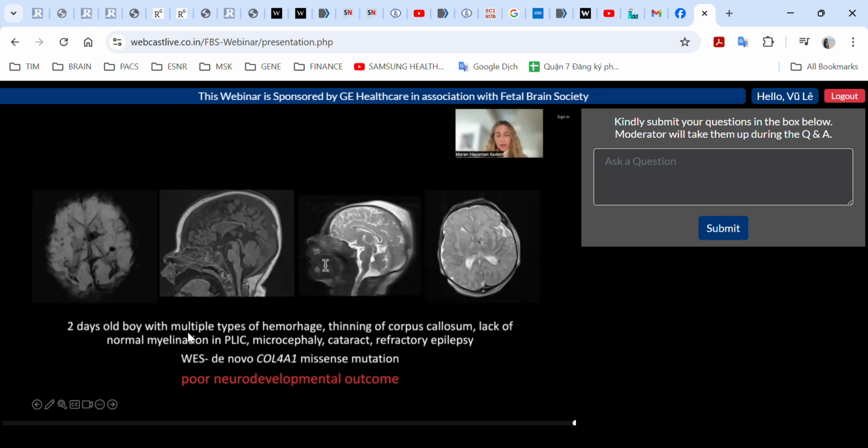Vacuum delivery and had mild hypoxic ischemic encephalopathy. He was also born SGA, and prior to birth he had progressive microcephalus. And you can appreciate here the multiple types of hemorrhage, and the lack of normal myelination in the area of the plic. And he underwent whole exome sequencing, and he had COL4A1 mutation.